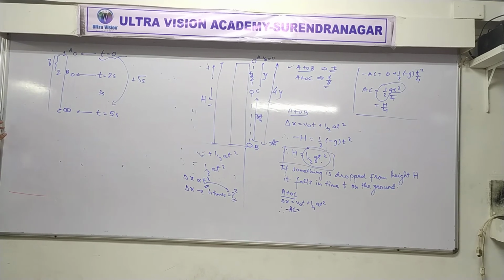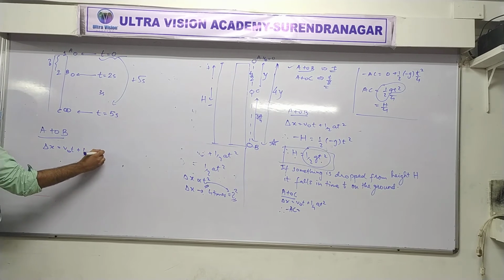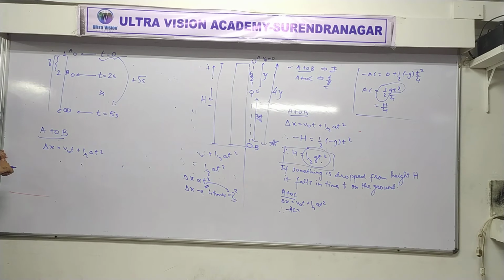What's your plan to find it? You must have a plan. Second equation. From what to what? A to B. So A to B, delta x equal to V0t plus, which direction do you want to take positive? Upward, downward positive. I hope you don't have any problem with that. Okay, so let's say it's like this. So what should I write for delta x?